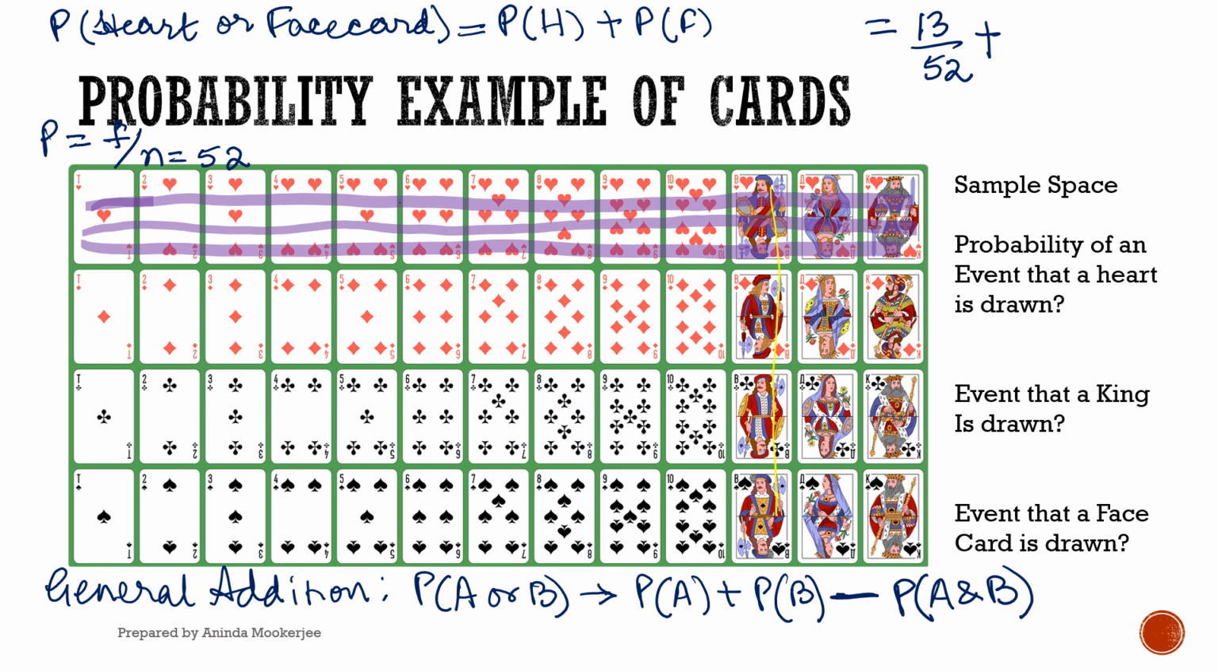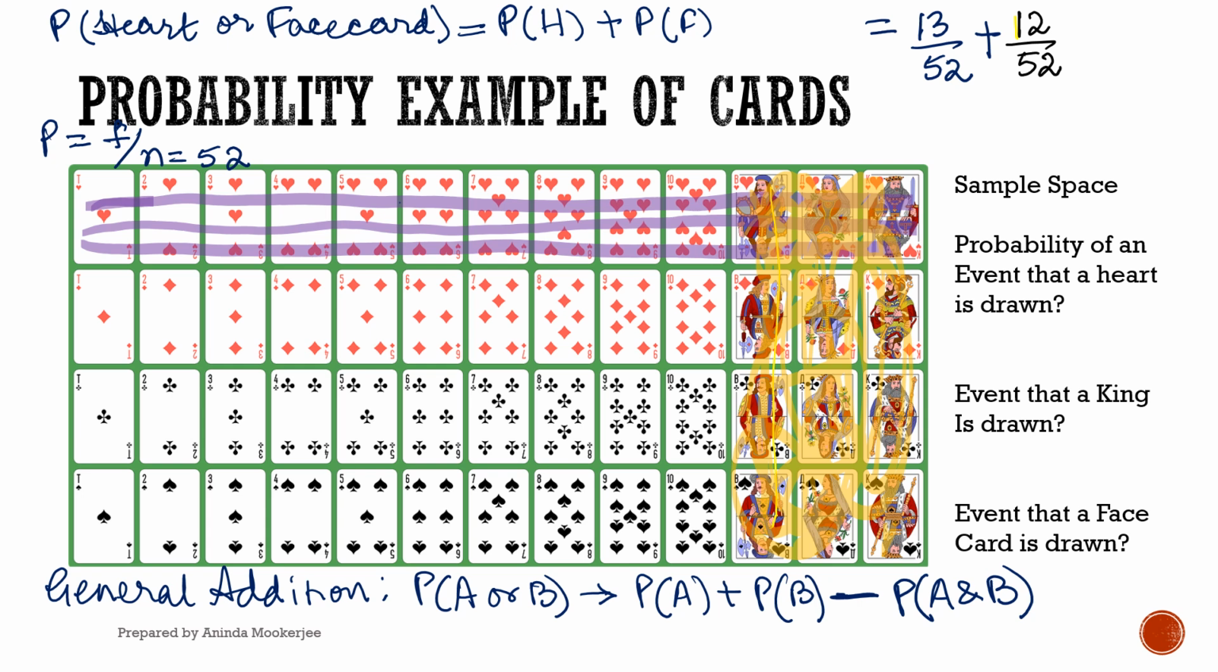So all these cards are our face cards. How many of them do we have here? We have 12 of them. So that's 12 over 52. Now, is there any commonality? Are there any cards that are face cards as well as hearts? That's what we have to look for.